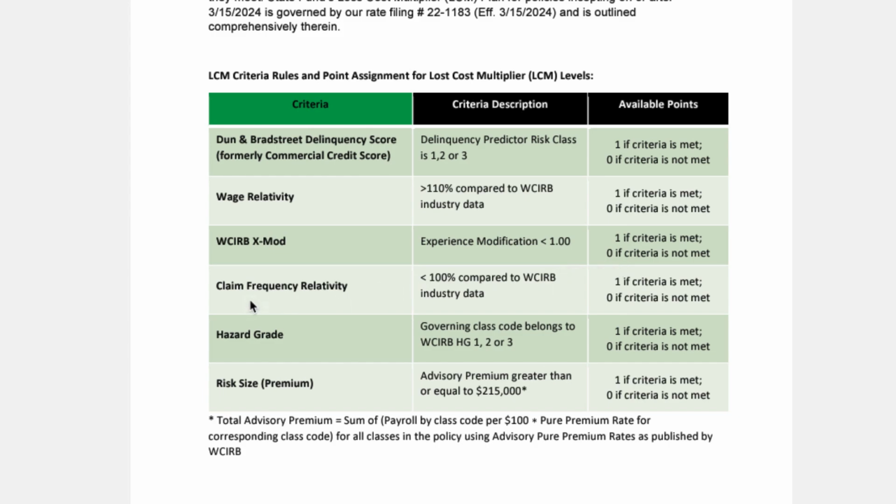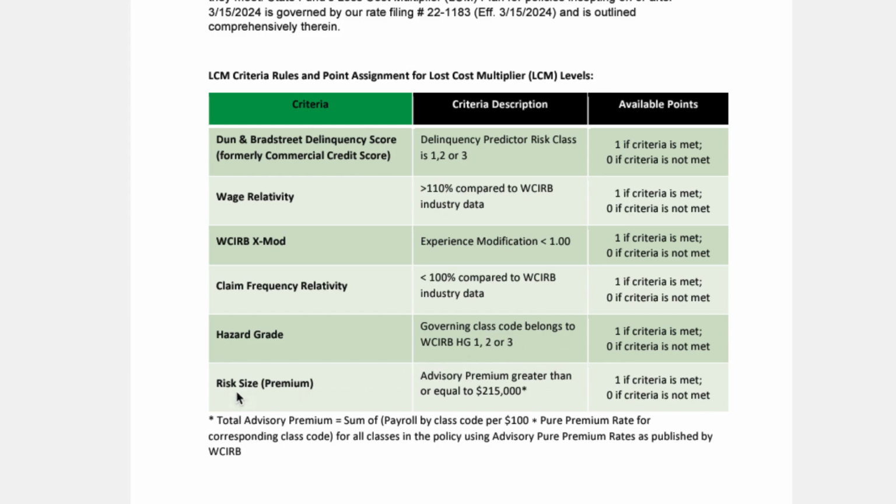Fourth criteria is claim frequency. It's like wage relativity. You may know, you could calculate it, but accounts that generate a low claims frequency, below 100%, is going to get a point. Above it is going to get no points. Fifth criteria is hazard grade. If it's a low hazard grade, it's going to get a point. A high hazard grade, it's going to get 0.